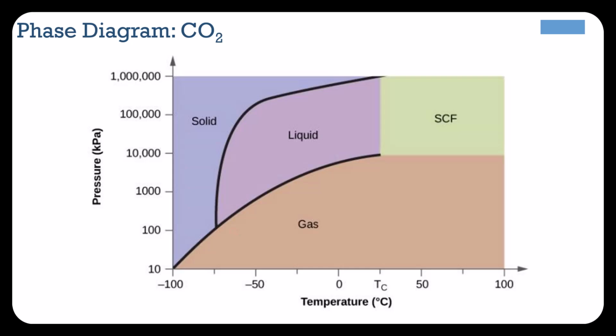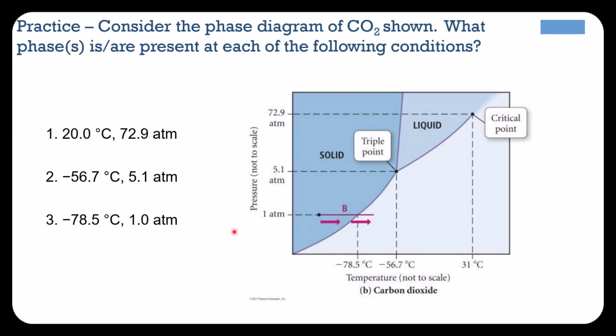Okay. Last thing I'm going to show you, this would be a good indication of how I might test on a phase diagram. So I might say under the following conditions, which phase or phases are present. So at 20 degrees Celsius, 72.9 ATM. So we come here, 72.9. And then roughly 20 degrees Celsius somewhere in here. What phase would be present? We would be in the liquid phase. So just an indication of how I might test on these phase diagrams.